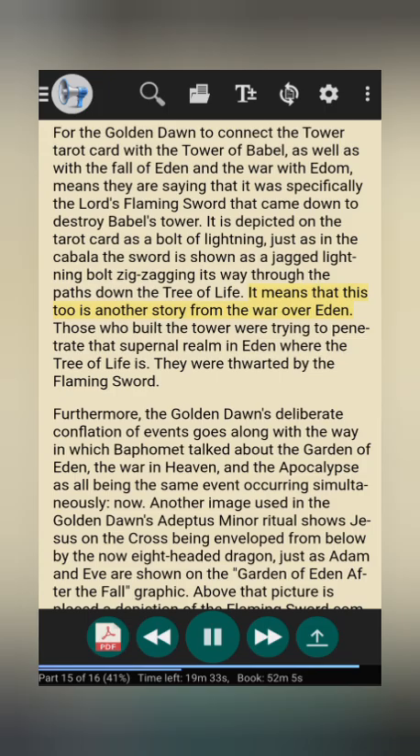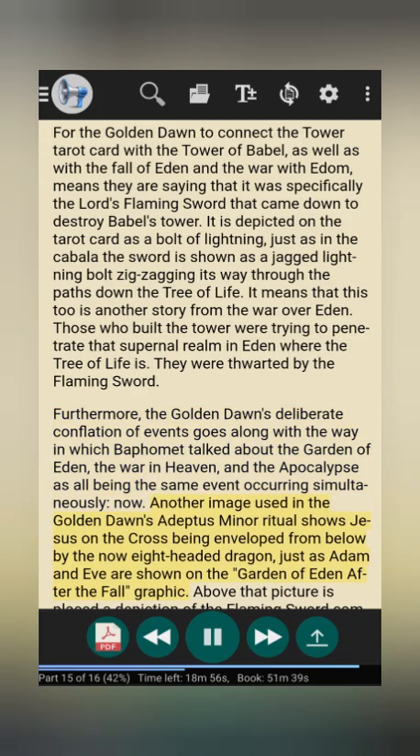It means that this too is another story from the war over Eden. Those who built the tower were trying to penetrate that supernal realm in Eden, where the Tree of Life is. They were thwarted by the flaming sword. Furthermore, the Golden Dawn's deliberate conflation of events goes along with the way in which Baphomet talked about the Garden of Eden, the war in heaven, and the apocalypse as all being the same event occurring simultaneously now.